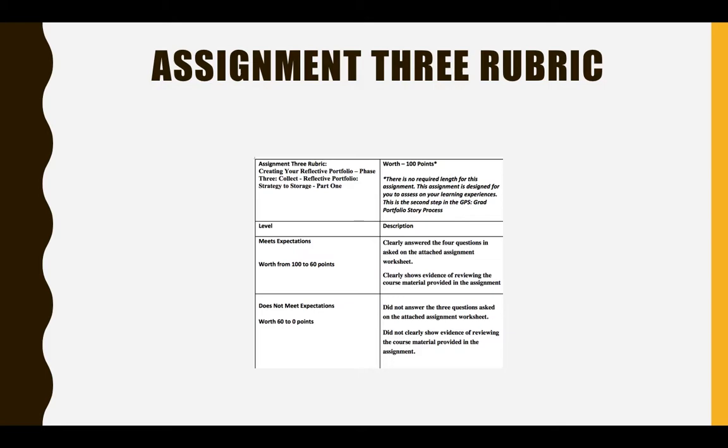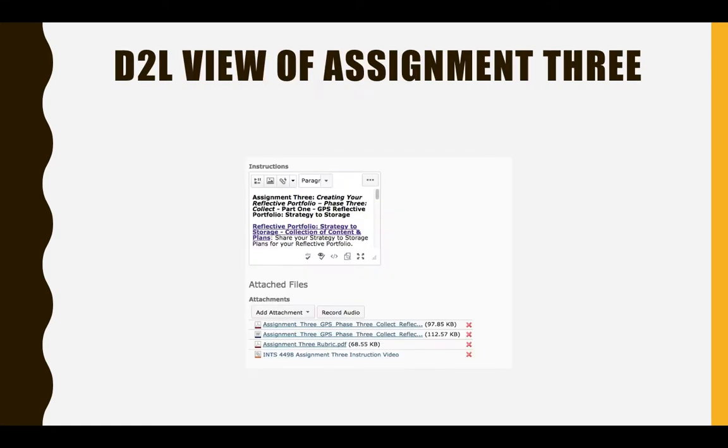As you see, we're moving on into the rubric 3. Rubric 3, as I said, it's worth 100 points. There's no length requirement, but I do have 4 questions I would like you to answer. And so by answering that, it's worth 100 points.